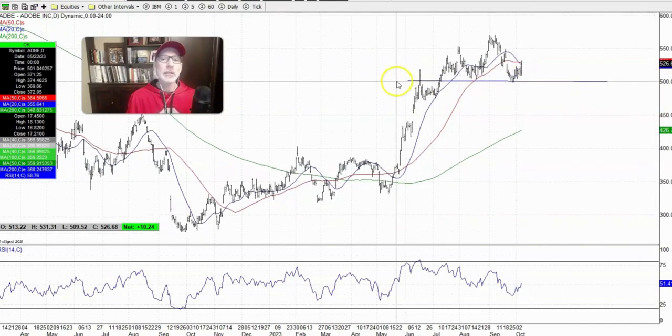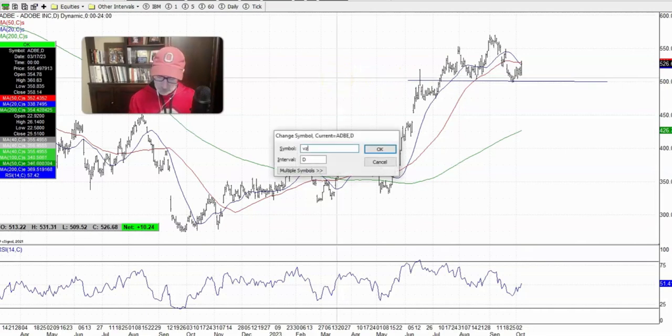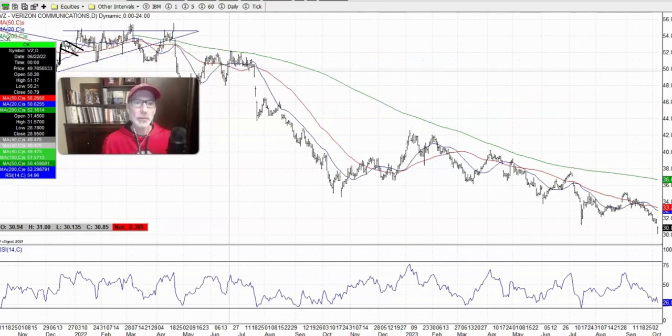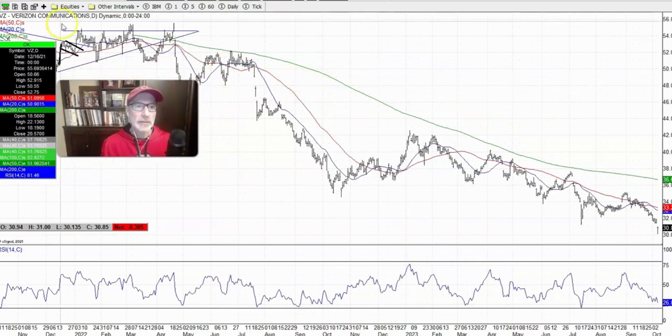So you want to stick with stocks that are trending in a certain direction. You don't want to bet against the trend. Now, I'm going to use some examples here to tell you why that is, why you want to stick with the trend. Now, this is Verizon, VZ.